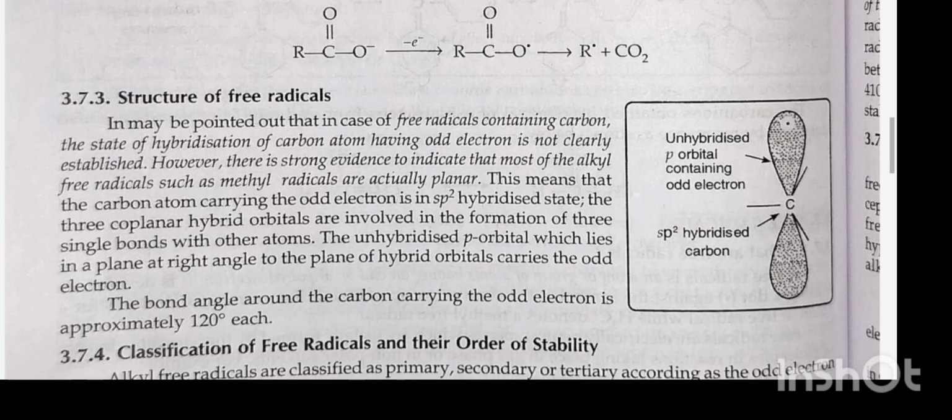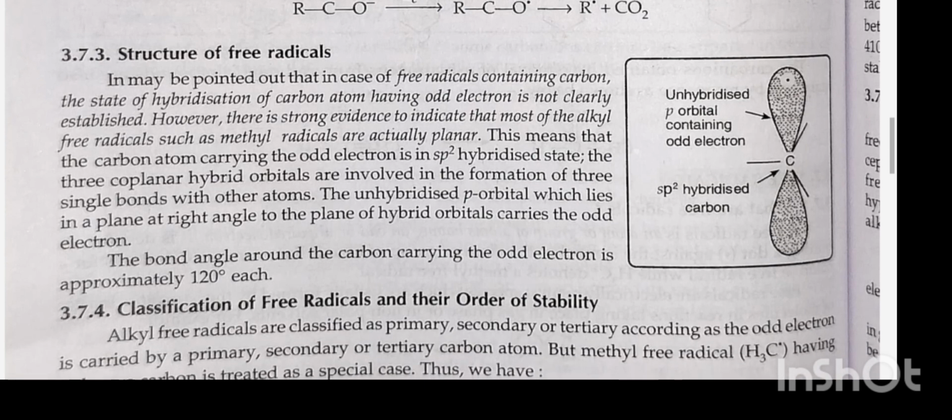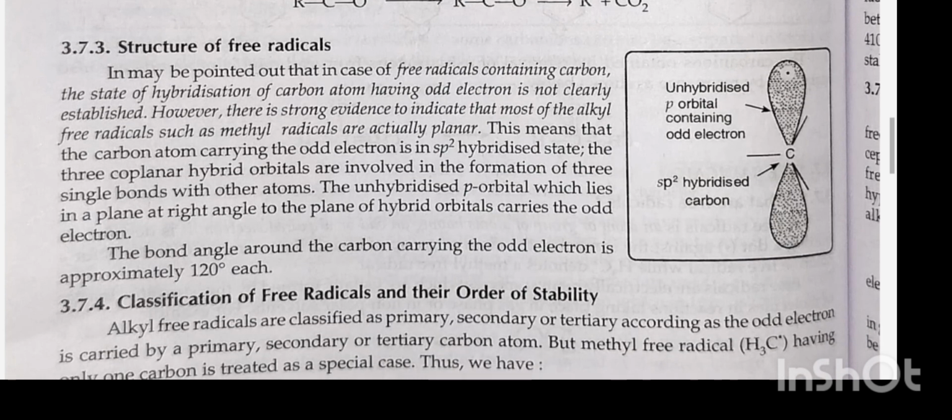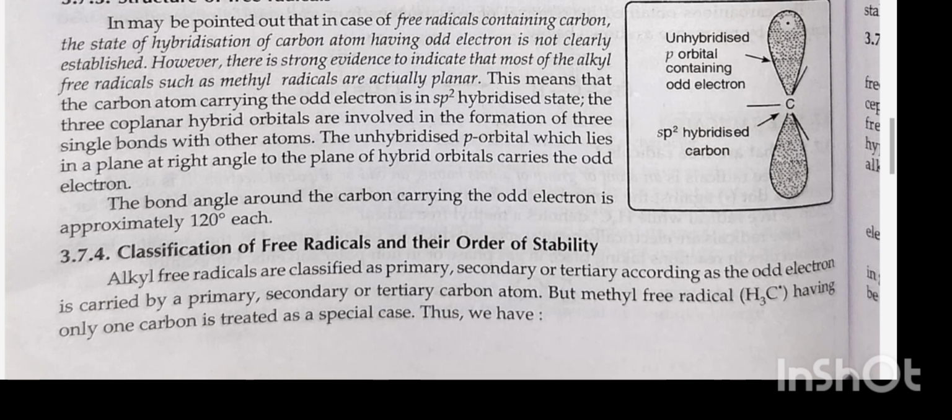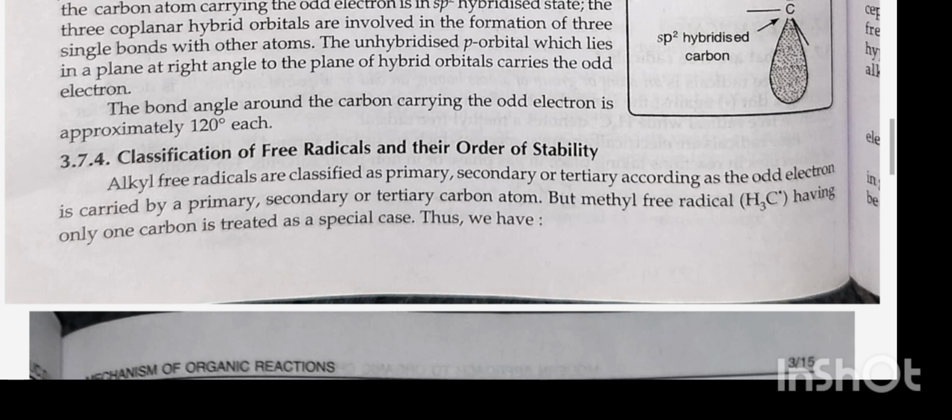It may be pointed out that in the case of free radicals containing carbon, the state of hybridization of the carbon atom having the odd electron is not clearly established. However, there is strong evidence to indicate that most alkyl free radicals, such as the methyl radical, are actually planar. This means that the carbon atom carrying the odd electron is in the sp2 hybridized state. The three coplanar hybrid orbitals are involved in the formation of three single bonds with other atoms. The unhybridized p orbital, which lies perpendicular to the plane of the hybridized orbitals, carries the odd electron. The bond angle around the carbon carrying the odd electron is approximately 120 degrees.